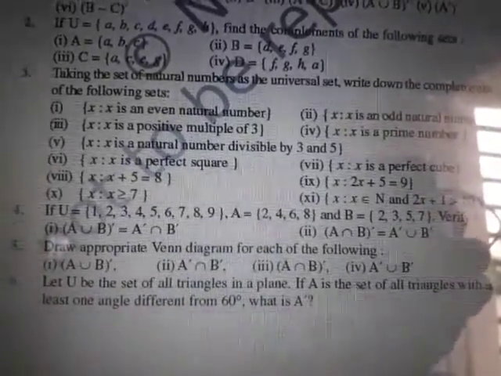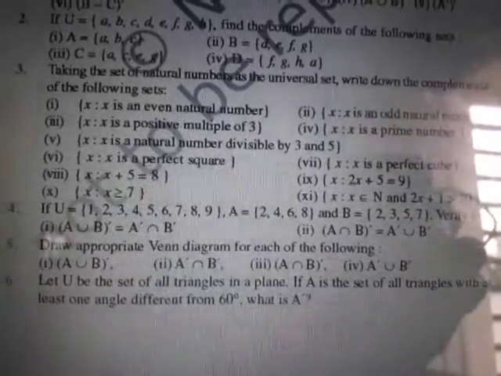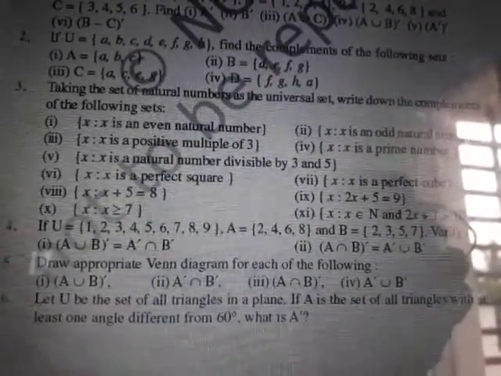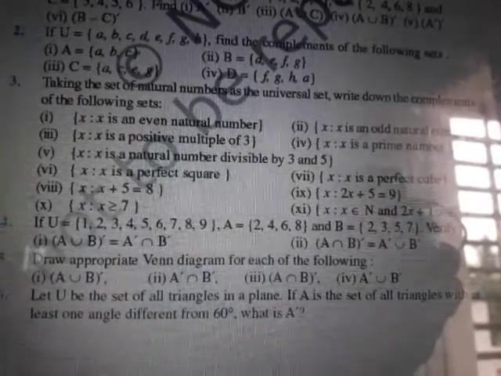Now look at the sixth question, it's quite interesting. Let U be the set of all triangles in a plane. If A is the set of all triangles with at least one angle different from 60 degrees, what is A dash? So what does it mean? The universal set is the set of all types of triangles. We have different types of triangles, right? So set U has all types of triangles. And the given set consists of all triangles with at least one angle different from 60 degrees.